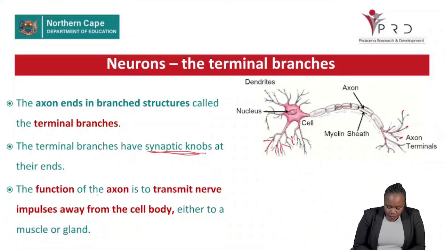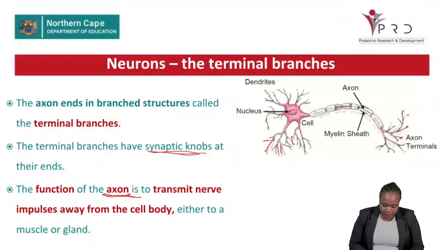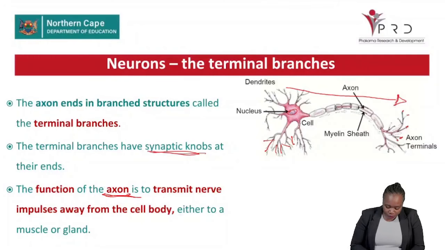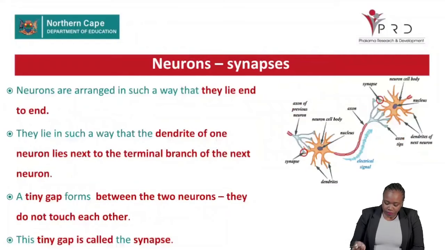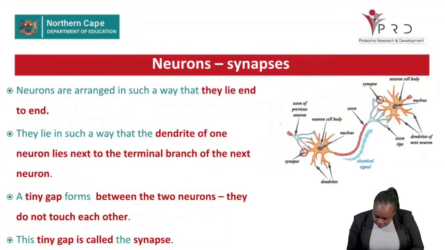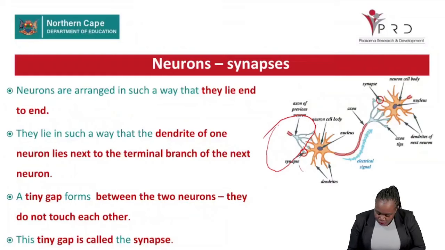All right, so now we know that the function of the axon is to transmit nerve impulses away from the cell body. So it means that impulses will be traveling from the cell body to the axon terminals. It will be transmitting this away from the cell body to a muscle or to a gland. They are arranged in such a way that they lie next to each other. As we can see here, this is the axon terminal of one neuron. And right there, as the axon terminals of the one neuron end, we now have the dendrites of the next neuron.